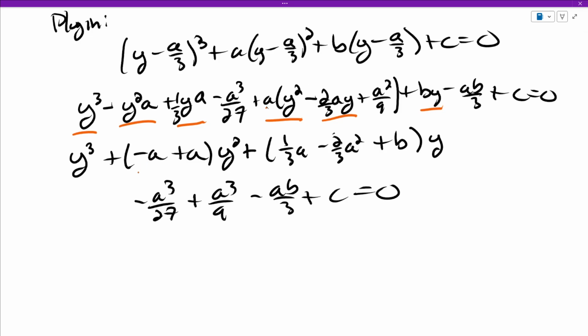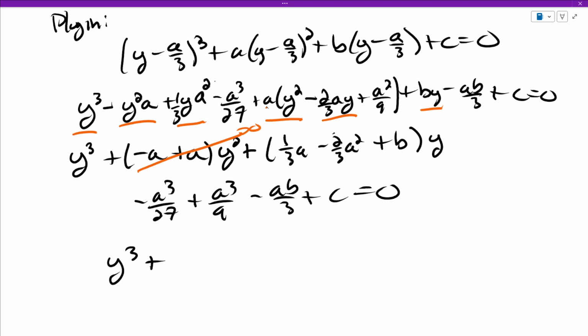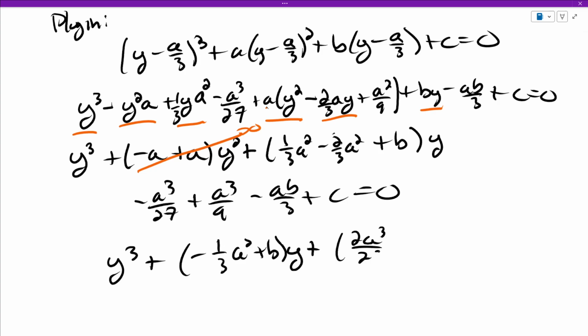What do we notice here? This goes away entirely, so we get y cubed plus, oh shoot, this should be a squared here, sorry. And then 1/3 a squared minus 2/3 a squared is negative 1/3 a squared plus b, all right. And then we have this constant term. We have a negative a cubed over 27 plus a cubed over 9, common denominator is 27. So I think what we're going to get here is 2a cubed over 27 for the first two, and then minus ab over 3 plus c is 0.